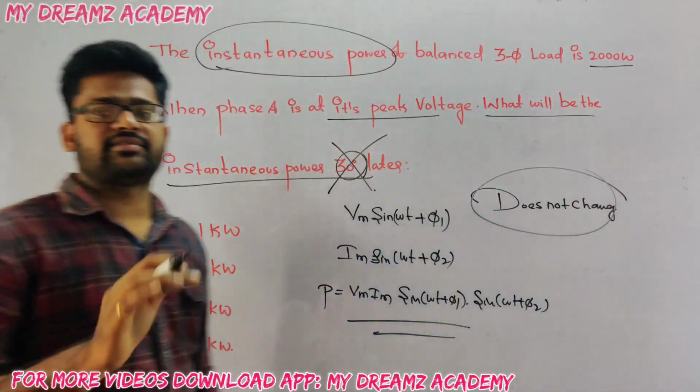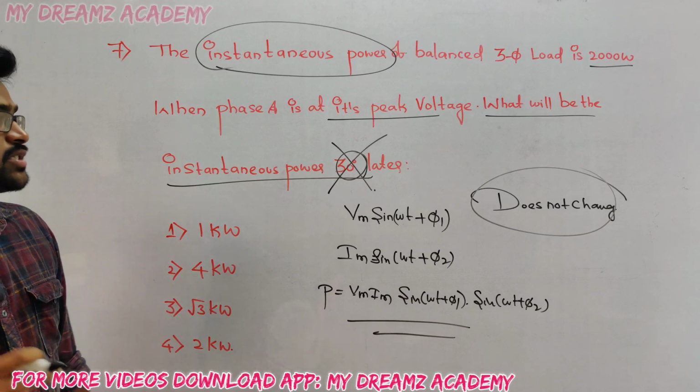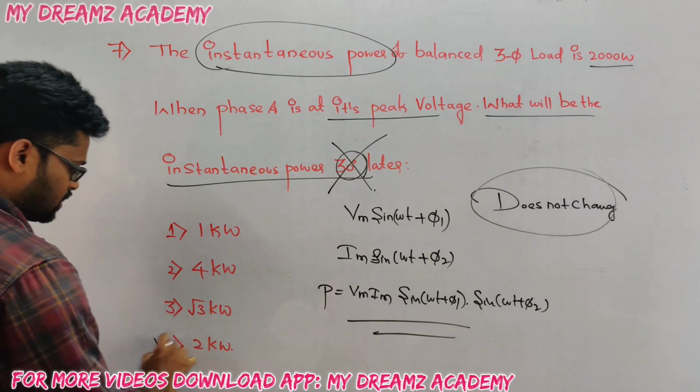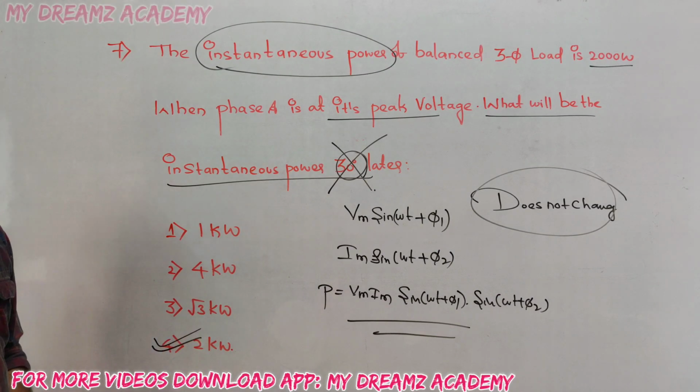Instantaneous power is always constant. So the answer is 2 kilowatts.